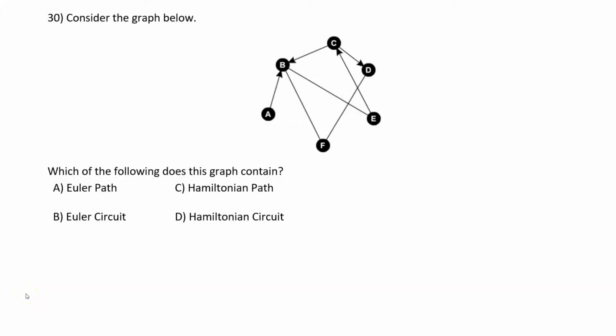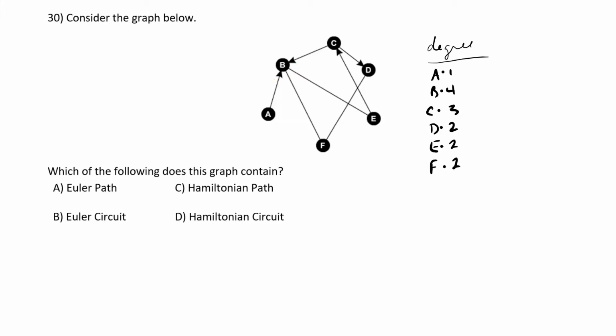Question 30 asks us to consider the graph that's shown and then determine whether it has an Euler path, an Euler circuit, a Hamiltonian path, or a Hamiltonian circuit. For this type of problem, we know the first thing we want to do is look at the degree of each of the vertices. The degree of vertex A is 1, B is 4, C is 3, D is 2, E is 2, and F is 2. Remember, when we're looking at the degree, we're counting the number of connections that go to that vertex. So in the case of vertex B, we've got 1, 2, 3, 4 connections going to it.